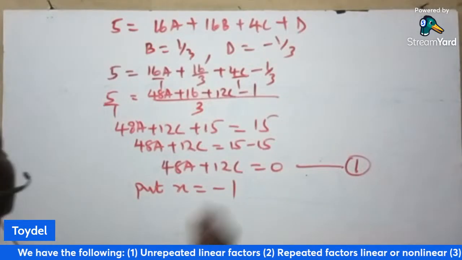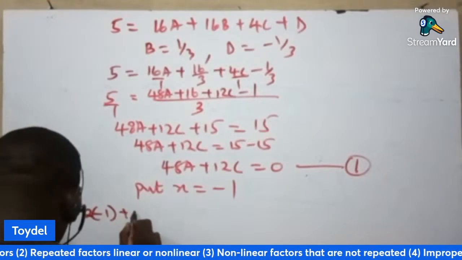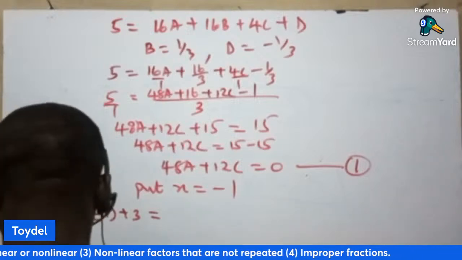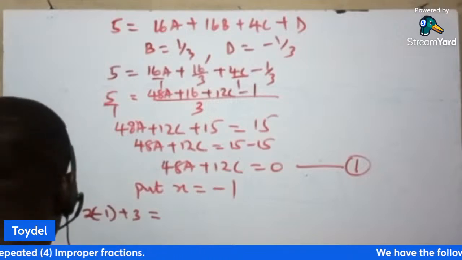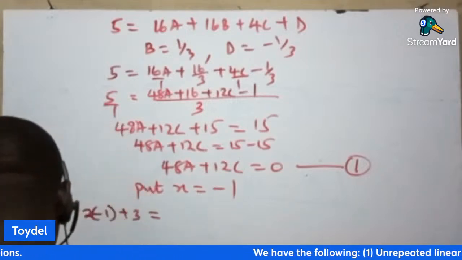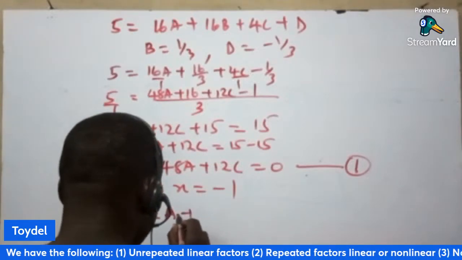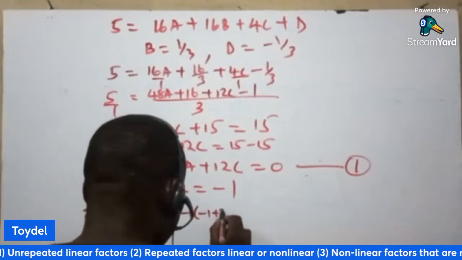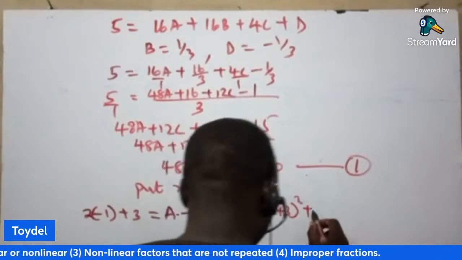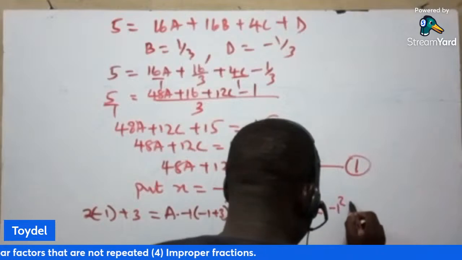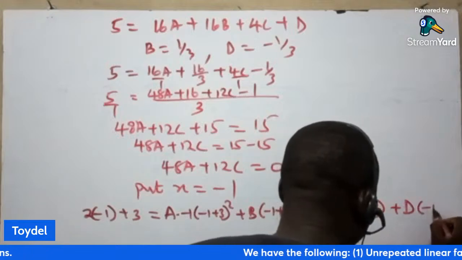Then we substitute it back into equation star. If you substitute back, we are going to have 2 into bracket minus 1 plus 3 equal to a multiplied by minus 1 into bracket minus 1 plus 3 all squared, plus b into minus 1 plus 3 all squared, plus c multiplied by minus 1 squared into bracket minus 1 plus 3, then plus d minus 1 squared.